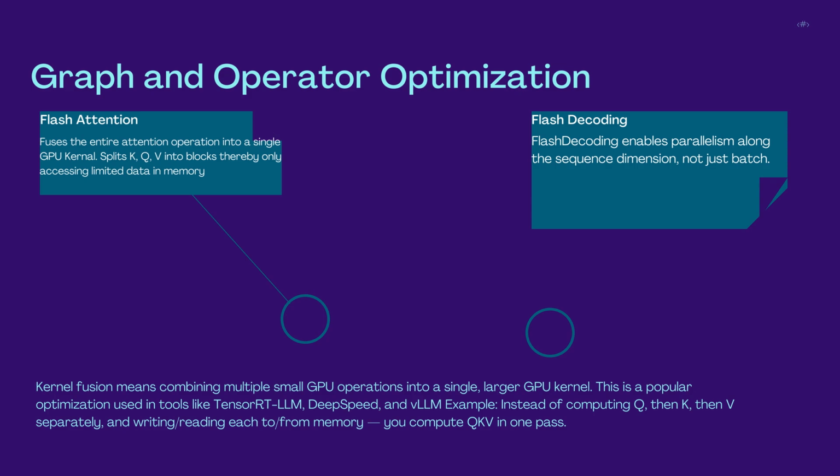Flash attention and flash decoding are inference optimization techniques. Mostly we are optimizing graphs here. Flash attention fuses the entire attention operation into a single GPU kernel, splits KQV into blocks, thereby accessing only limited data in memory. Kernel fusion combines multiple GPU operations into a single GPU operation. This is a popular optimization technique used in tools like DeepSpeed and vLLM. Instead of computing K and Q and then V separately and writing each of them into memory, you compute KQV in one pass. An example of that is flash decoding, which enables parallelism across the sequence dimension, not just batch.